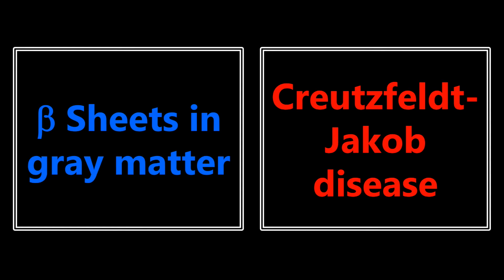The next one, beta sheets and gray matter. If you see this, think about Creutzfeldt-Jakob disease. There's really no other brain pathologies that are going to have this appearance or this description. So if you see it, beta sheets and gray matter, you want to think about Creutzfeldt-Jakob disease. That's the prion disease.